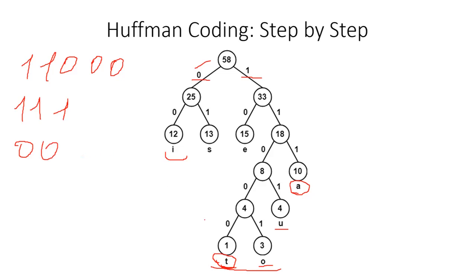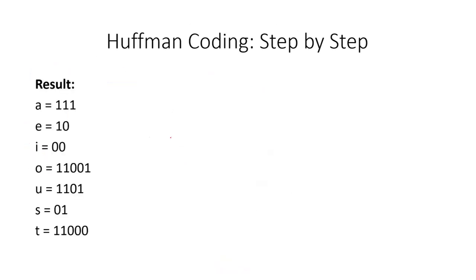As you can see, the characters that are repeated less get the longer value, and the characters that repeat a lot, for example I, get a very small value. So the characters that are repeated a lot get the shorter value, which allows us to compress the data. In the end, we have these results. Each character has its own value, and this is the result of our data compression.